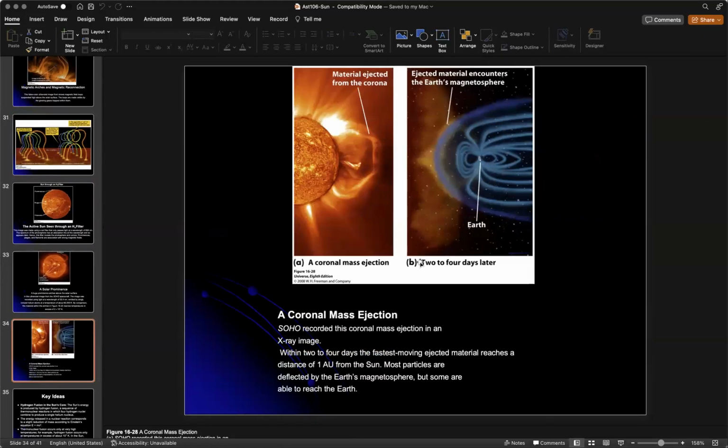And these coronal mass ejections and the solar winds, they keep happening, and they are very harmful to the Earth. But the Earth's magnetic field makes a protective boundary around the Earth and protects the Earth from these. So with that, we end the chapter on the sun.